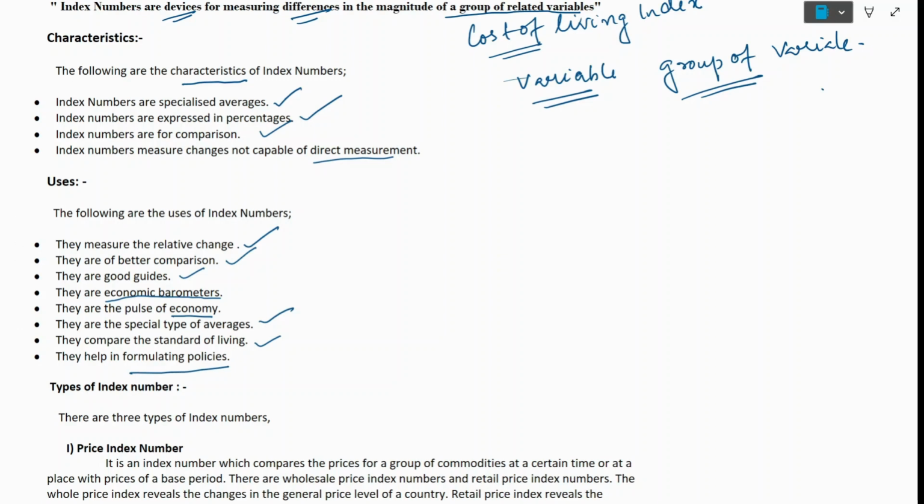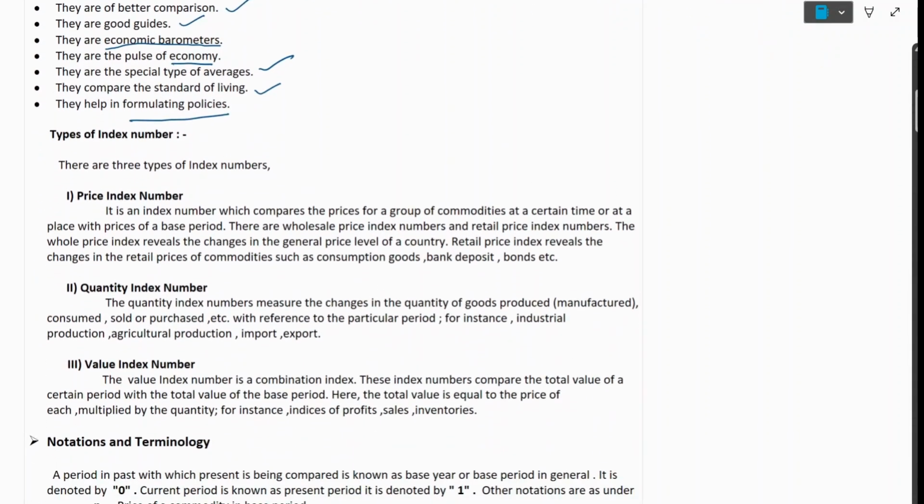Now here we are going to learn what the different types of index numbers are. There are three different types which we are discussing here: price index number, quantity index number and value index number. Price index number is the most widely used index number. It revolves around prices, that is money. Here under price index number, retail price index numbers and wholesale price index numbers are there.